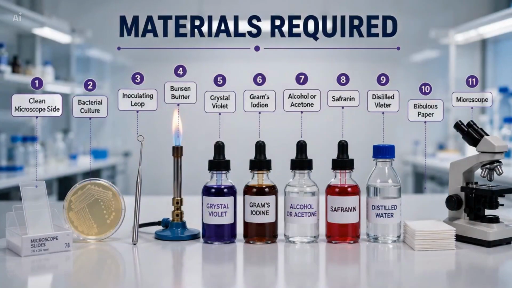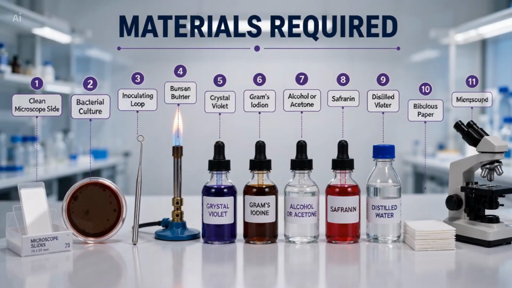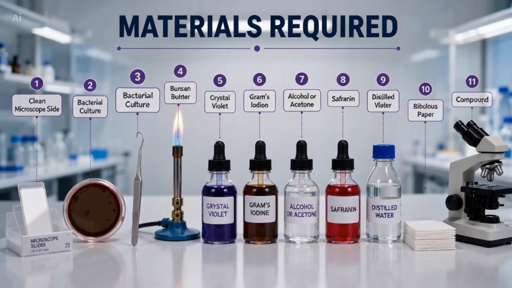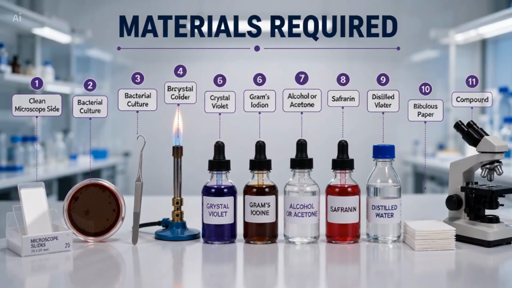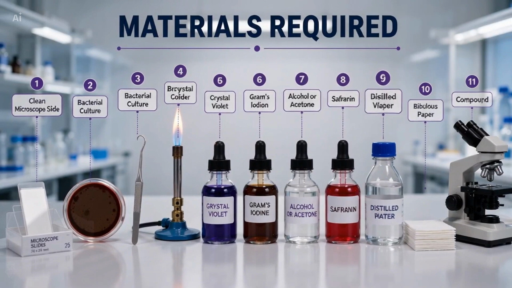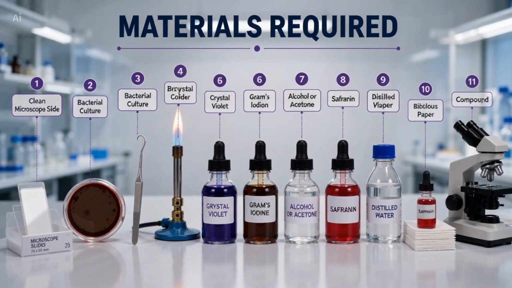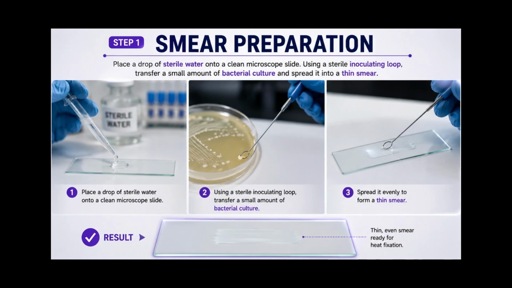Materials required. The materials required for gram staining include a clean microscope slide, a bacterial culture, a sterile inoculating loop, a Bunsen burner, crystal violet, gram's iodine, alcohol or acetone, safranine, distilled water, bibulous paper, and a compound light microscope with an oil immersion objective.